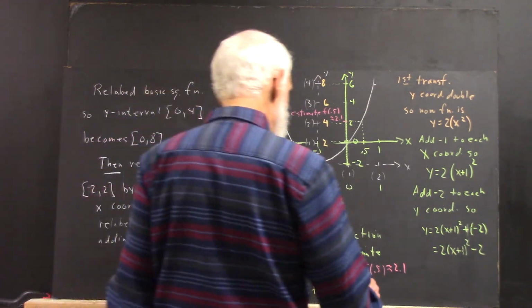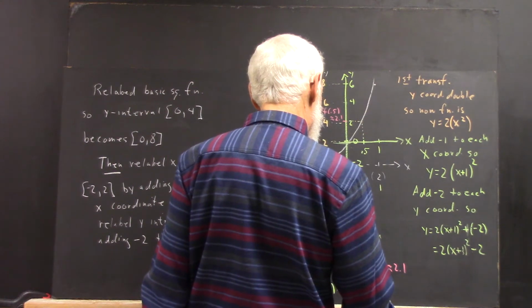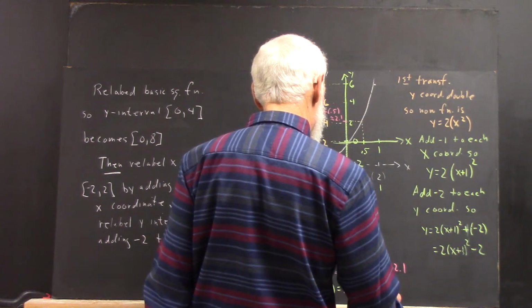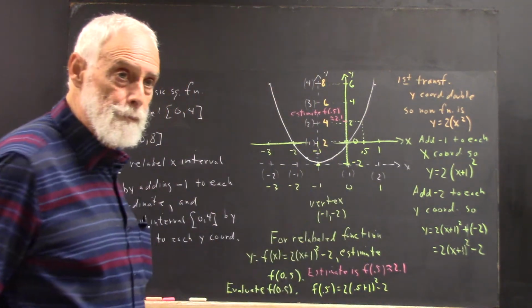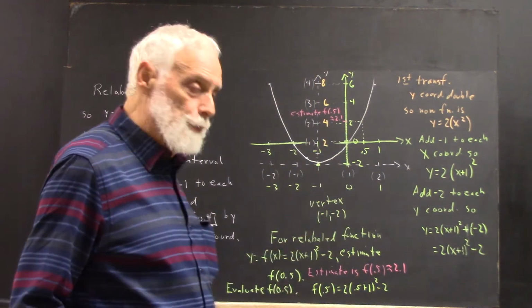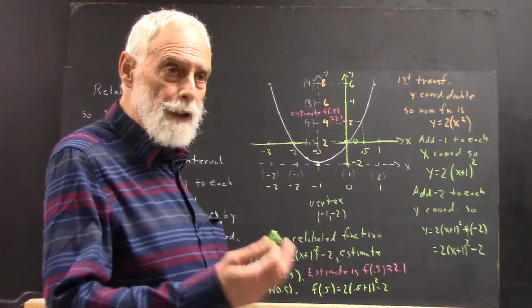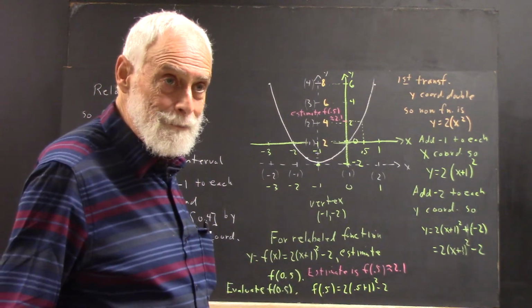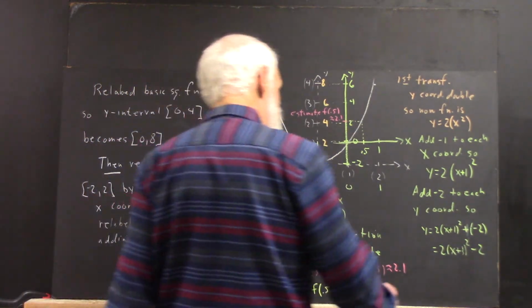And we get then 2 times the quantity 0.5 plus 1, squared, minus 2. Well, 0.5 plus 1 is 1.5, or 3 halves. Square that, you get 9/4, which is 2 1/4. And you ought to be able to do those fractions.